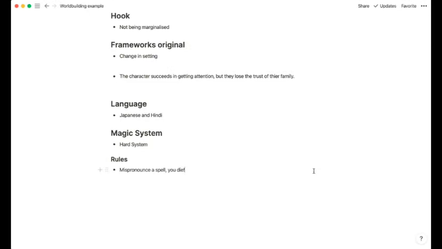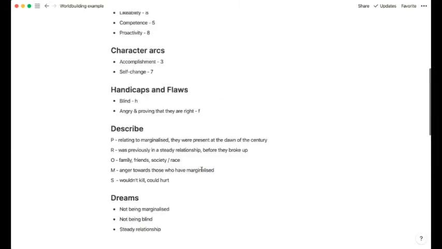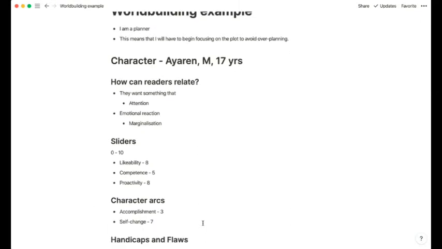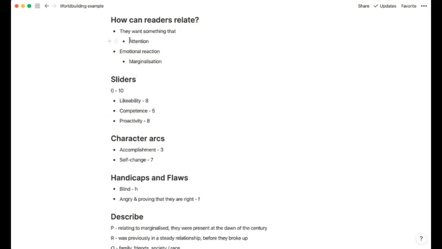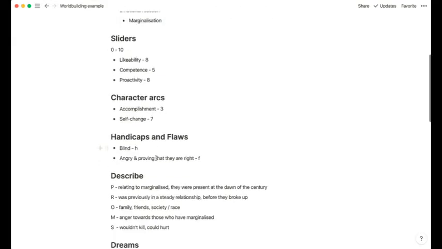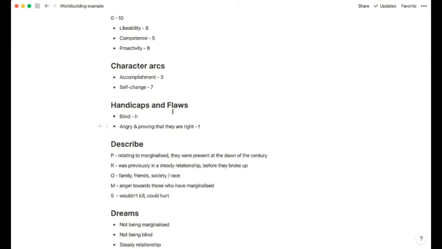And so what would we do from here? If this is going to be the only rule, then we've pretty much finished the very, very basic idea of world building. Well, the next thing we could do is create more characters. So if Aaron wants attention, and he's also been marginalized, then there's got to be someone who's preventing him from getting that attention. And so this creates the antagonist, or a group of antagonists.